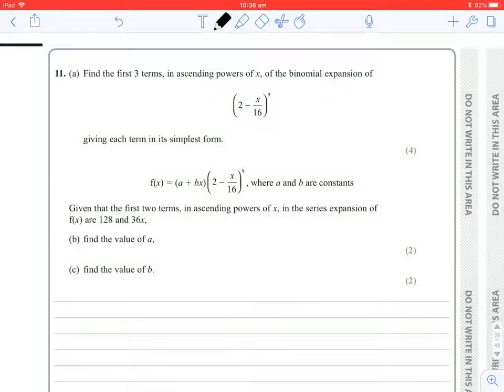The May 2018 paper, question 11. Find the first three terms in ascending powers of x of the binomial expansion of (2 minus x over 16) all to the power of 9, giving each term in its simplest form.